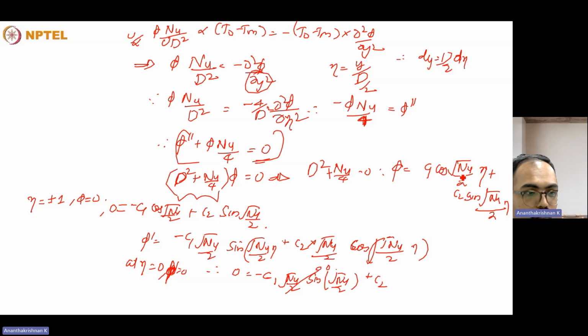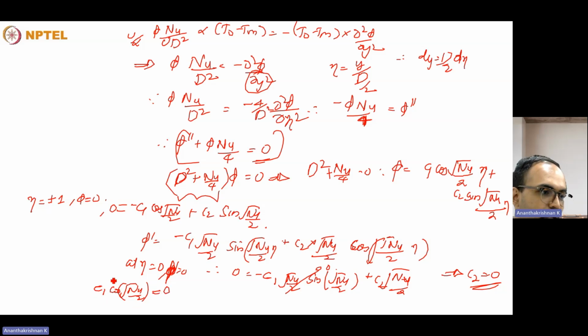plus c2 root of Nu divided by 2 cos of 0, and cos 0 is 1. So what we could see is that c2 root of Nu by 2 is equal to 0. That implies that c2 is equal to 0. So the second term goes out completely. Therefore, from the first equation, with c2 equal to 0, we get c1 cos root of Nu divided by 2 equal to 0.